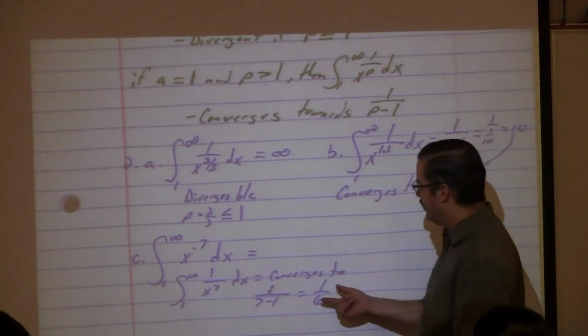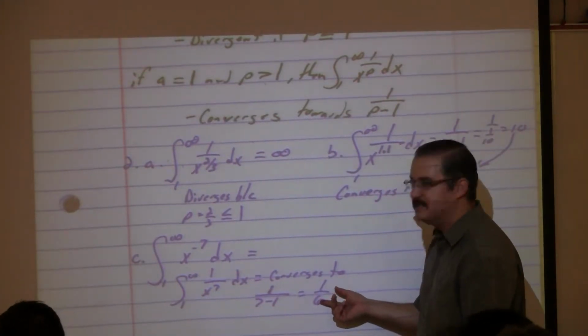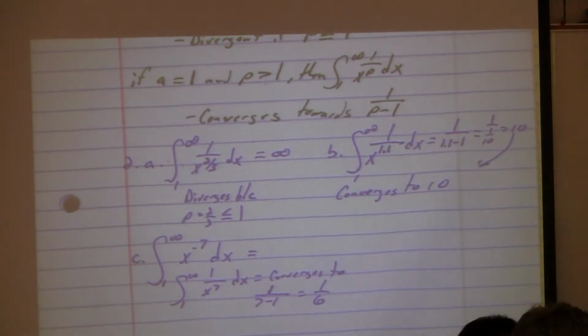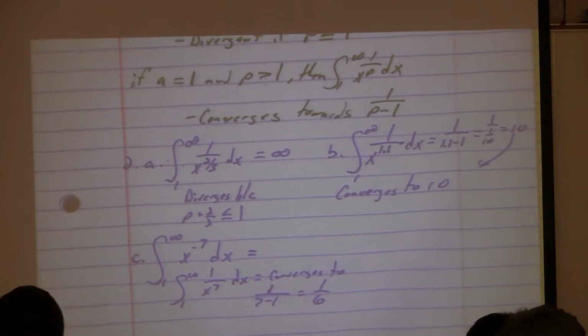Is that a very small amount of space? Yeah, because it's getting close to the x-axis really, really fast. The number on the bottom is becoming a bigger number faster, so that makes the whole fraction become smaller faster.